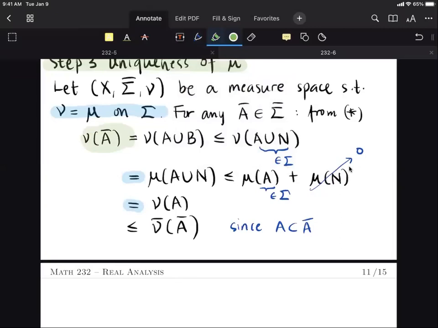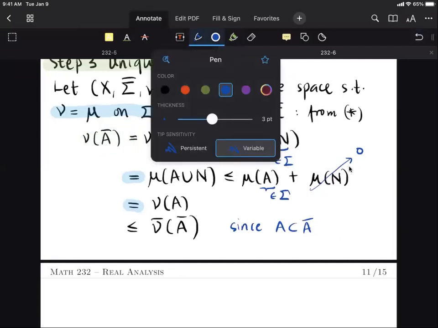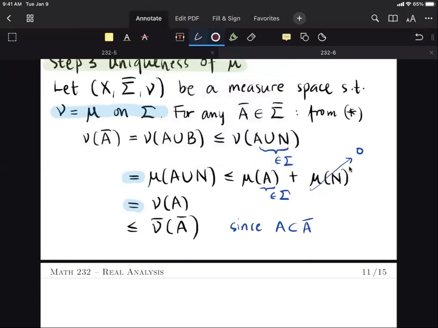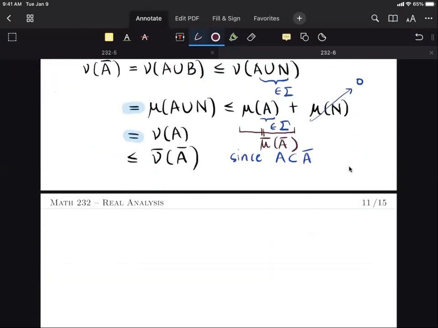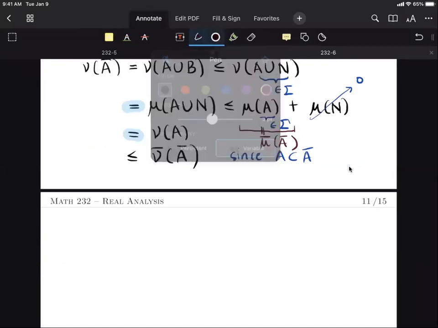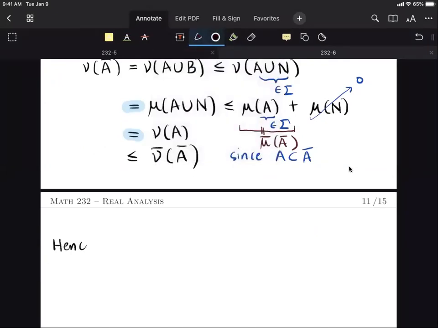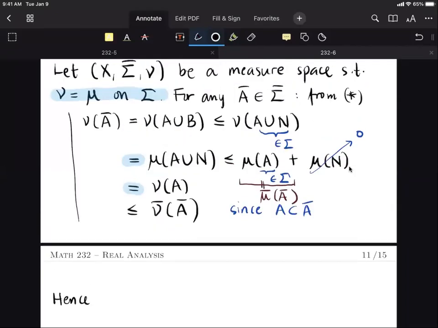Okay, I think we need one more step, or at least a remark. Take note that by definition, this is mu bar of A bar. Okay, so mu bar of A bar is greater than or equal to this, but less than or equal to this quantity. Hence, they must be equal. In other words, all of this must be equalities.